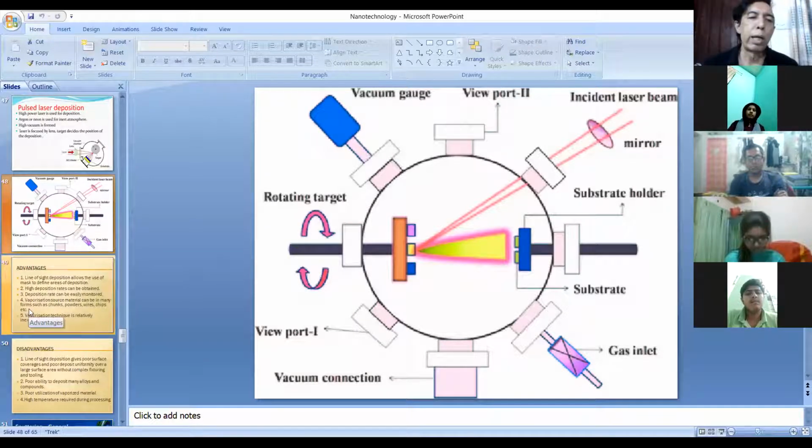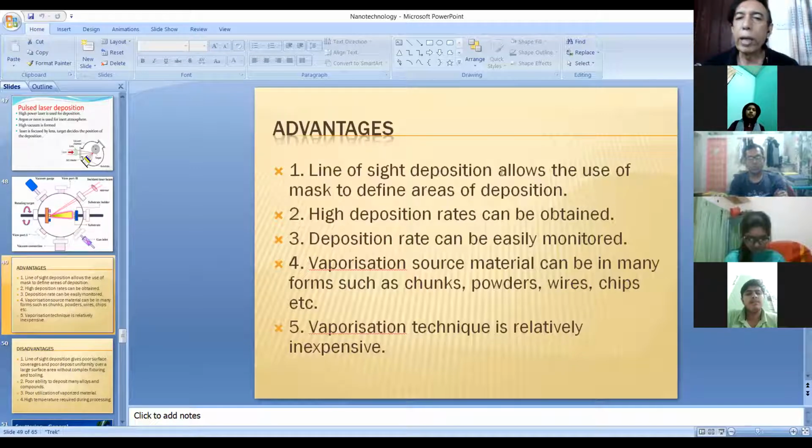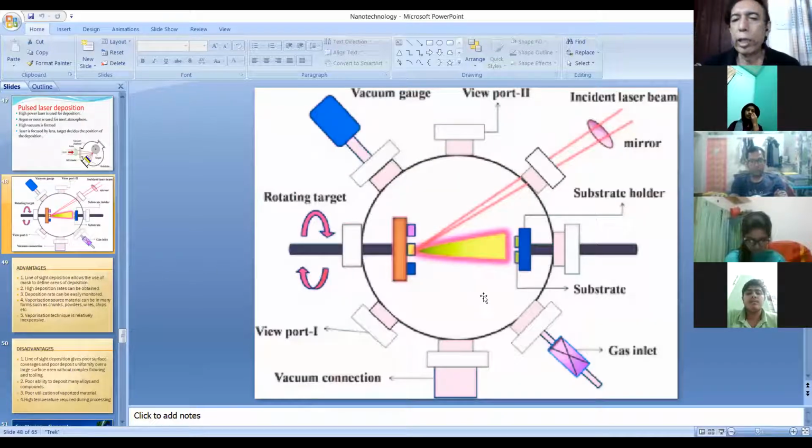Now, line of sight deposition allows the use of mask to define the areas of deposition. Say, for example, you want to deposit thin film here and you want to deposit thin film here. You don't want to deposit thin film in between. Then what will you do? You will keep some substance here that is called a mask, so that the gaseous molecule cannot condense here.